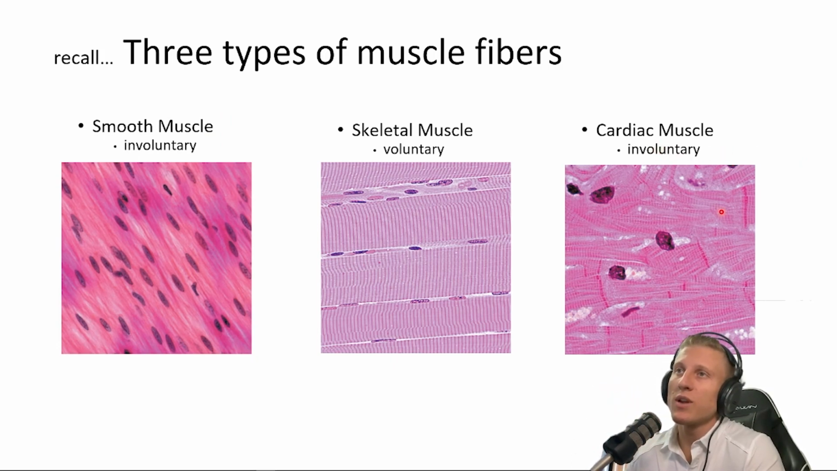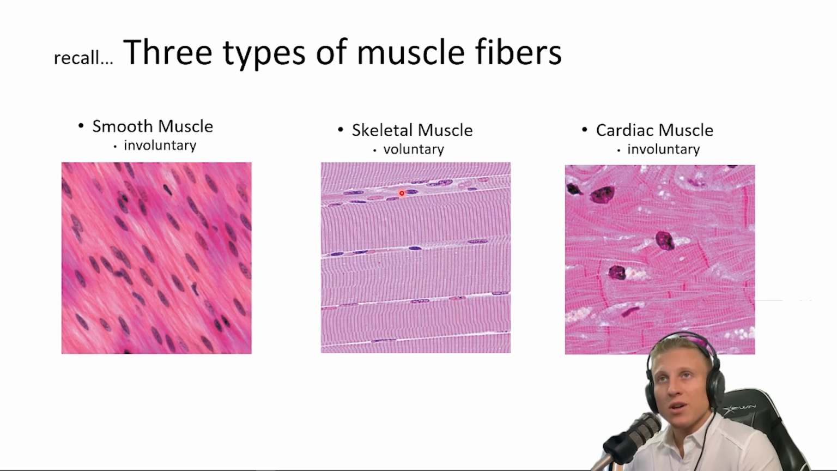And it's a good thing we don't have voluntary control over these things. Otherwise, you would forget to digest your food, and you would forget to, well, have your heart beat, and we would die very quickly. The third category is skeletal muscle. This is where we're going to spend the majority of our time today.